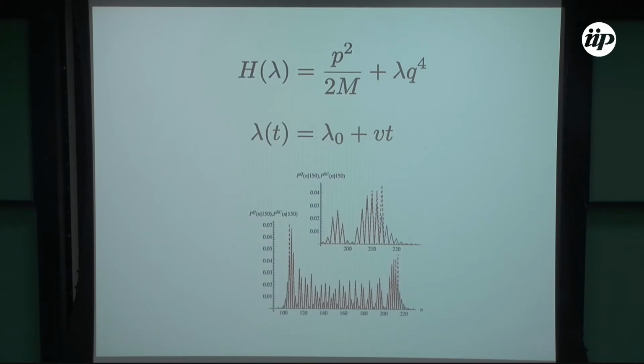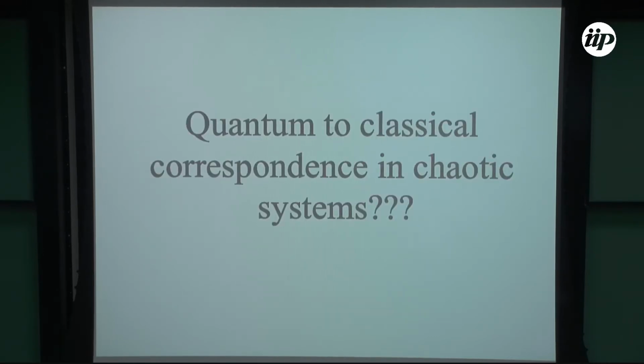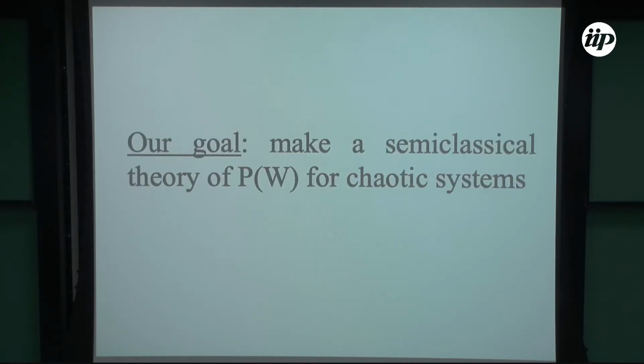And they say that probably this is very difficult because in a chaotic system, the number of trajectories grows exponentially and all that. Okay. This is exactly my point here: we want to see the quantum to classical correspondence of the probability of work in a chaotic system. This is the goal. I want to make a semiclassical theory of P(W) in a chaotic system. This is what I'm going to show you.